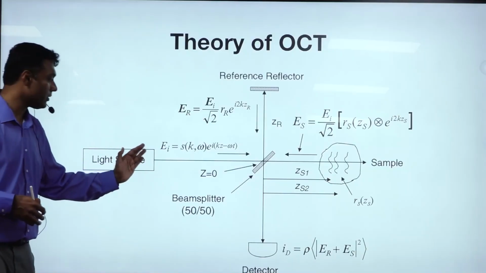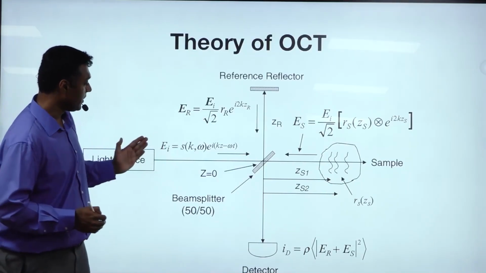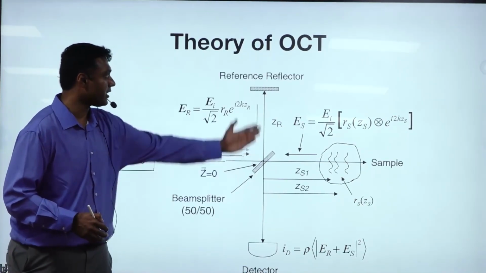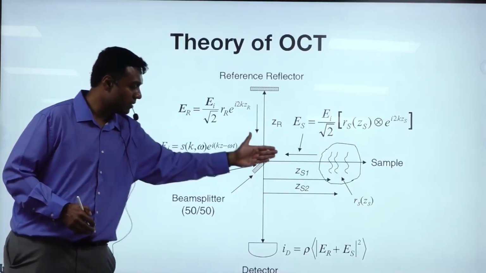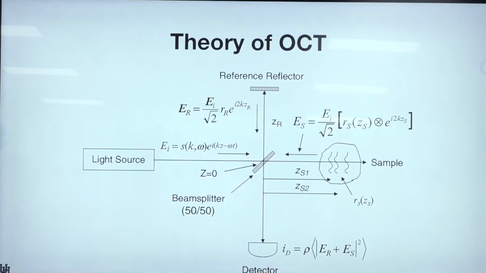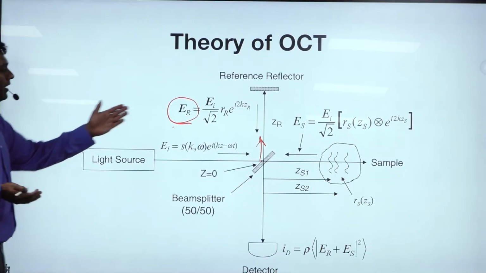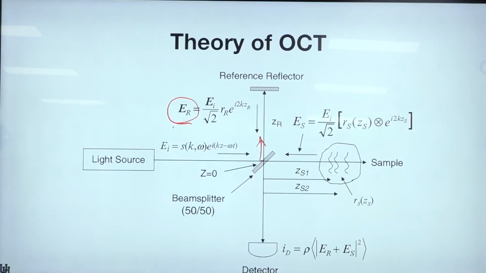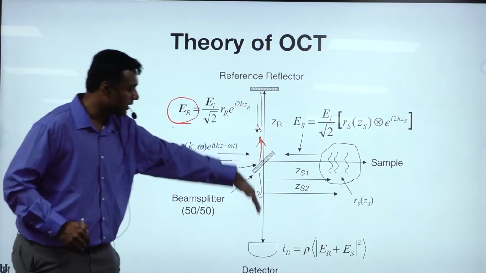So you have a light source, it's emitting a field which has some profile, and basically light comes in, gets split into the reference arm, goes to the sample, comes back, combines and goes to the detector. This is basically how all of these work. So how much of the light goes through here is given by E_R. If E is the field, E_R is the reference arm field that goes to the reference reflector, and it comes back like this and it goes through the beam splitter towards the detector.